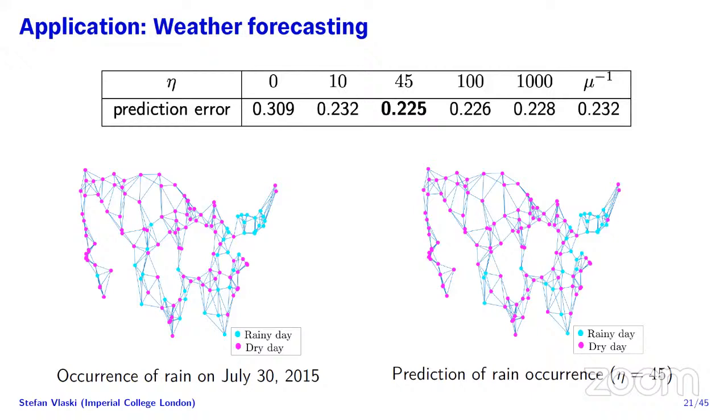On the other end of the spectrum, when you choose a very large eta, you're essentially enforcing the models to be common across the network. But you can see that in this particular example, the optimal choice of eta is somewhere in between, okay? So the right thing to do is not to enforce consensus of models. The right thing to do is to encourage smoothness of the models across the network, okay?